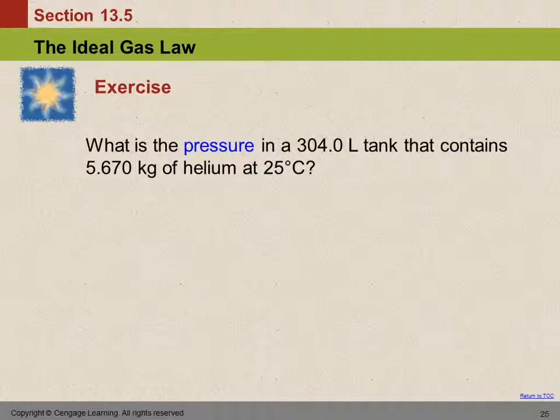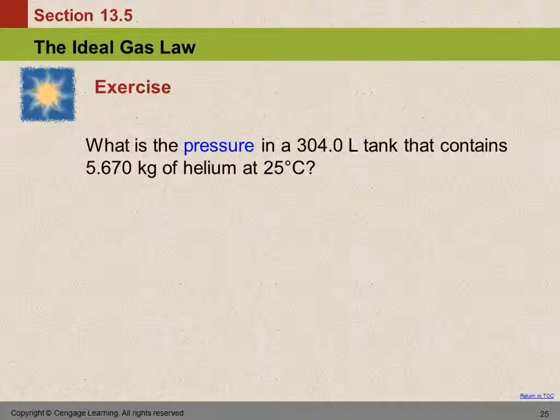Here's another problem. What's the pressure in a 304.0 liter tank that contains 5.670 kilograms of helium at 25 degrees Celsius? So this one doesn't have nearly as many words. And we see we've got 3 numbers in there. And so we're probably thinking, well, we've got 3 different units. This is not going to be one of those named gas laws, Charles, Boyle, or Avogadro, or any of those guys. So maybe we'll recognize on this one that we've got PV equals nRT going on here.